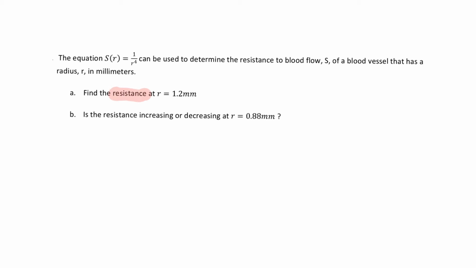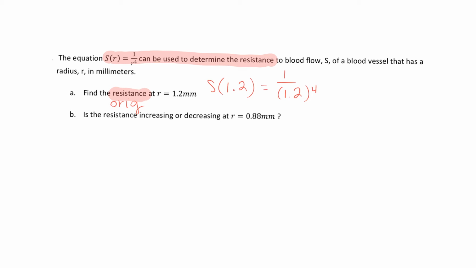The equation S of R can be used to determine resistance. So the original function is resistance. So we're going to need to use just the original function. It's telling us the resistance, and then if we want to find out if that resistance is increasing or decreasing, or the rate of resistance, if that's even measurable, we would use a derivative. So we're just going to plug in here S of 1.2 because we're using our original function, right?